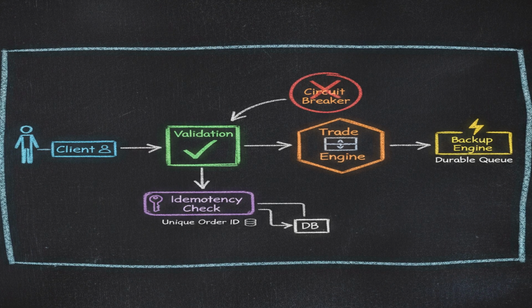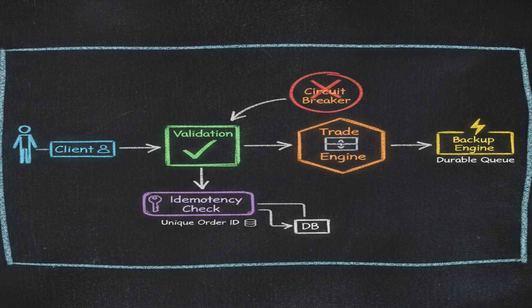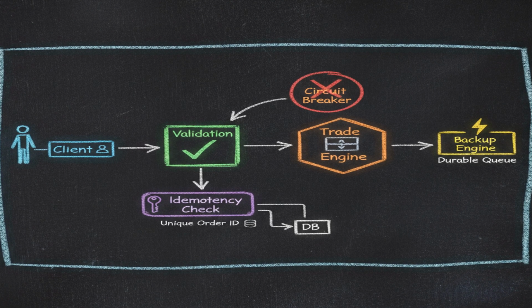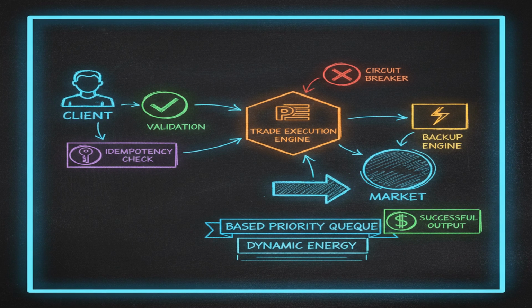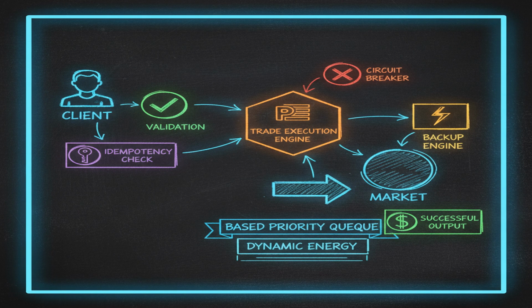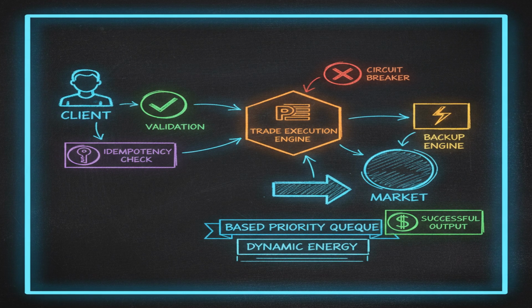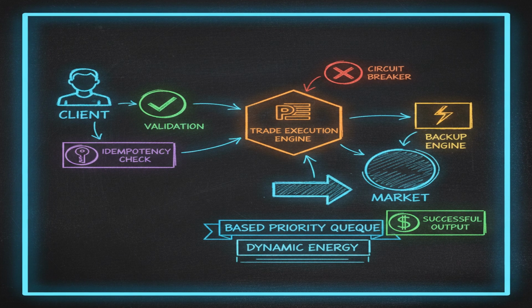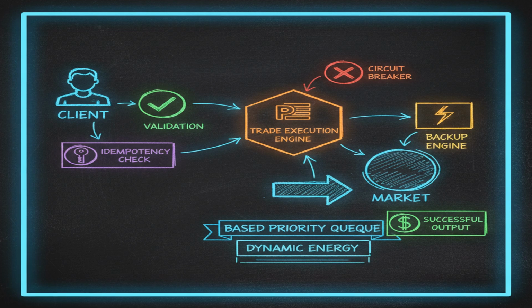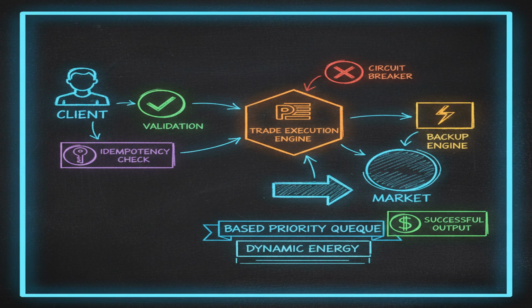The trade execution engine matches buy and sell orders based on price and time priority. For order matching, we use a priority queue data structure. The interviewer might ask, why not just use a simple array? The reason is that a priority queue provides O(log n) time complexity for insertion and retrieval, which is much more efficient than O(n) for an array, especially under high load.